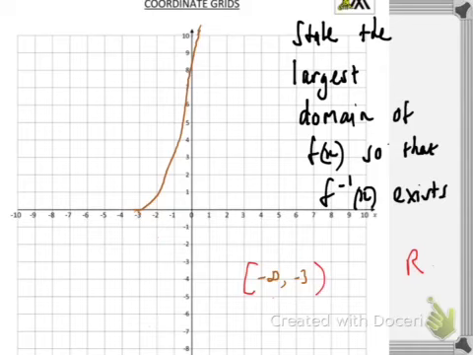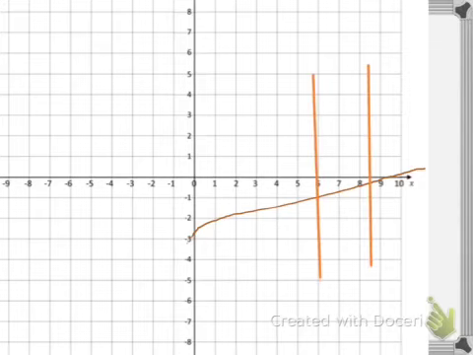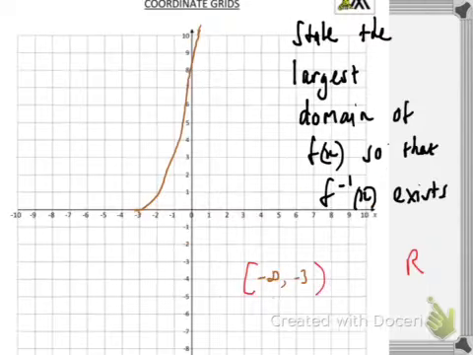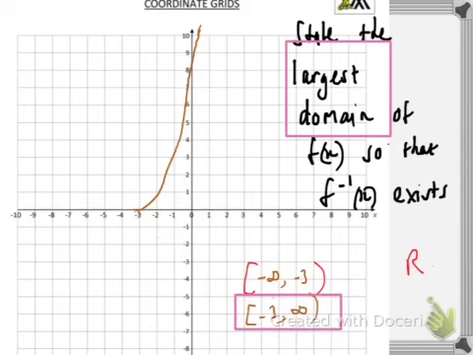Okay, so that was the previous domain. All right, sorry, so back to this. I've restricted that to that, so I've now got a function that passes the vertical line test. All good. So what's my domain this time? This time my domain is from -3 up to infinity. My largest domain there, and that's what we're after here, the largest domain, is the second one, because it's from -3 to infinity, going that way.